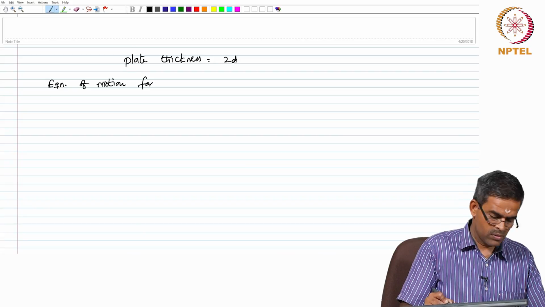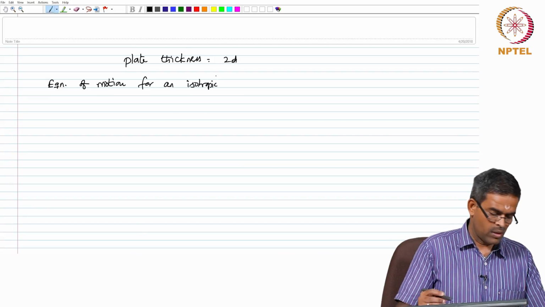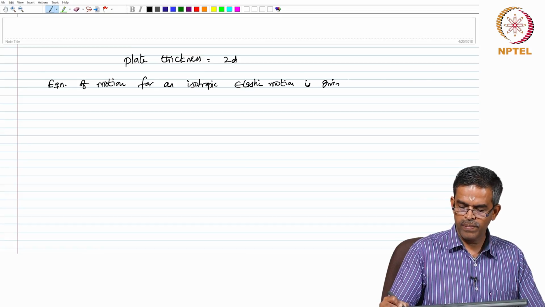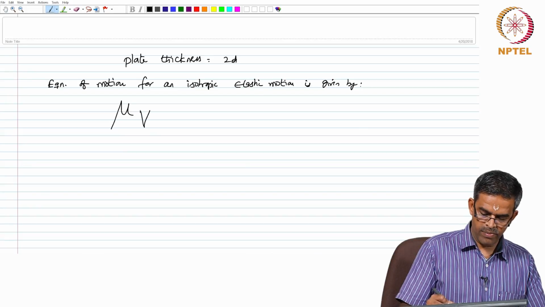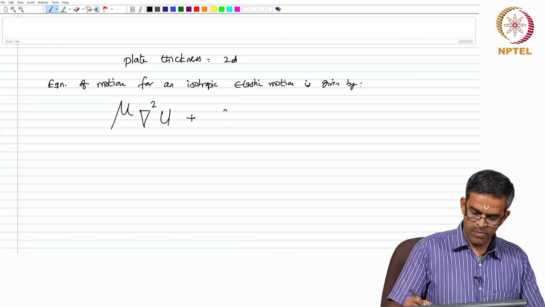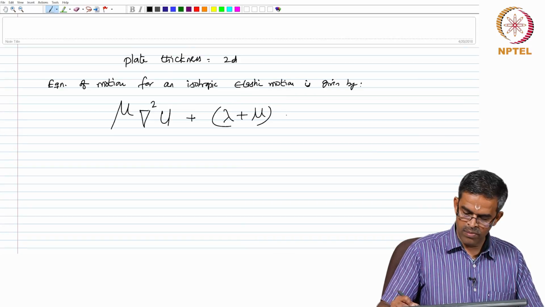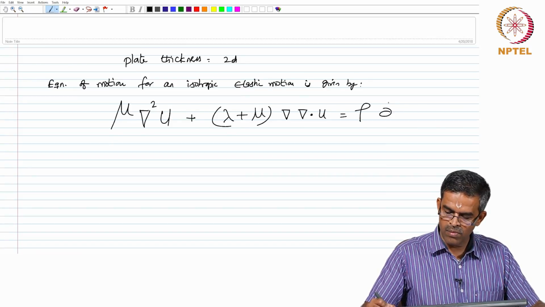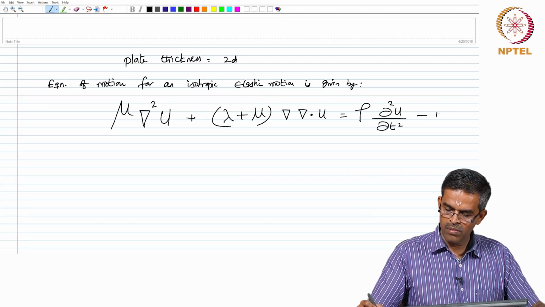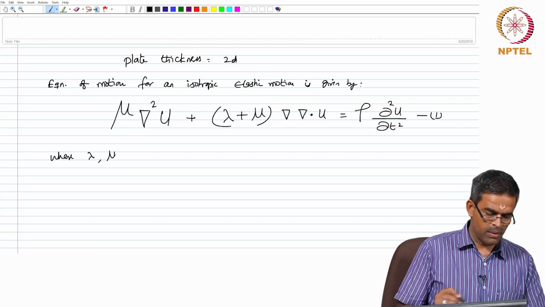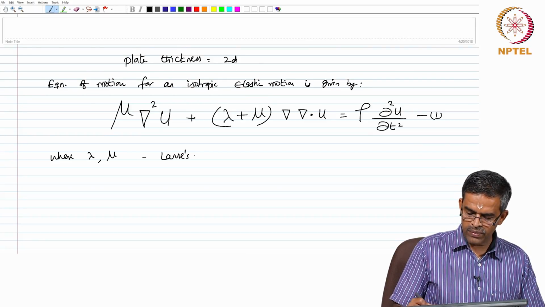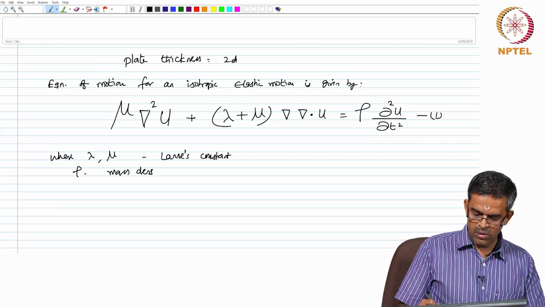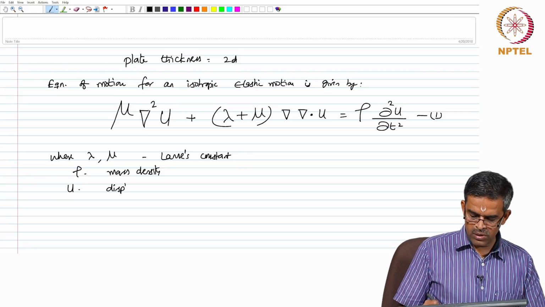Equation of motion for an isotropic elastic medium is given by the following, where lambda and mu are called Lame's constants, rho is the mass density, and u is the displacement vector.